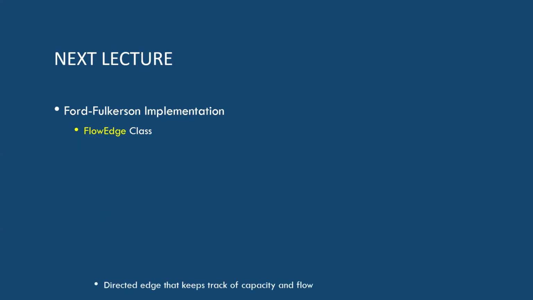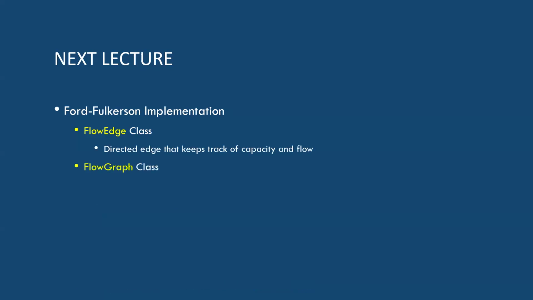So next time, we're going to go through all the code. We're going to introduce a new kind of edge yet again. This is our third edge type. We're going to move to a flow edge, which can allow us to track capacity and current flow. And we're going to have a slightly different data structure for the graph. So we're going to introduce a flow graph. So this is built specifically for solving the Ford-Fulkerson class.